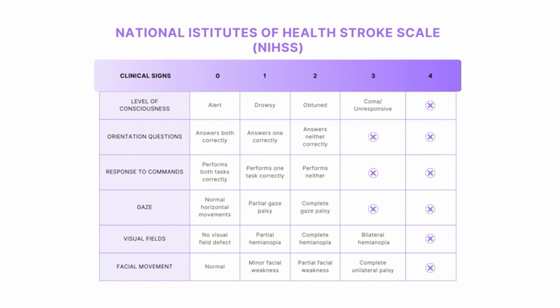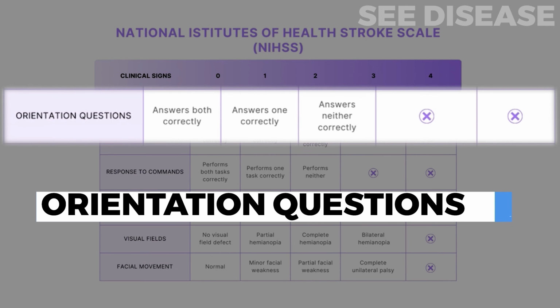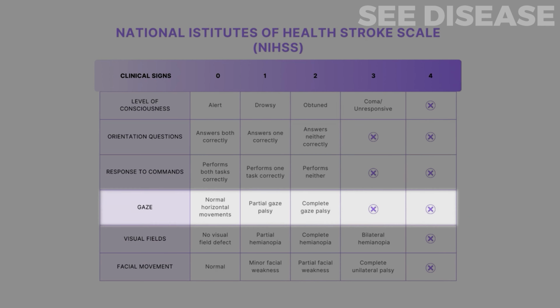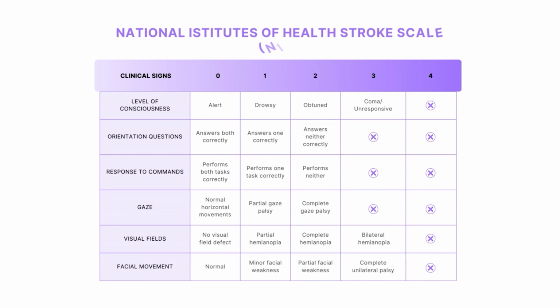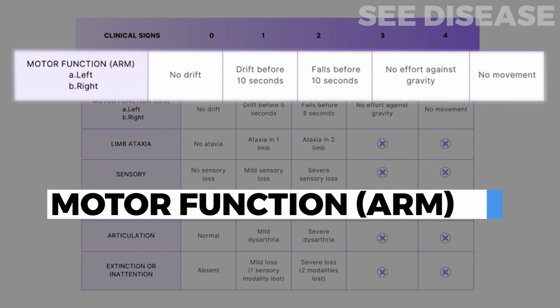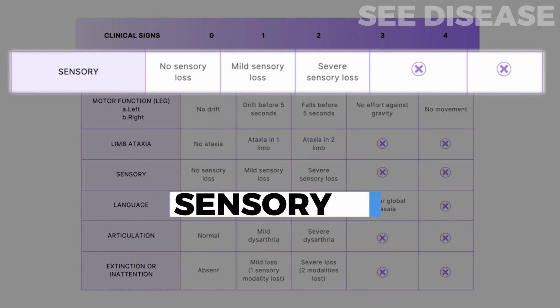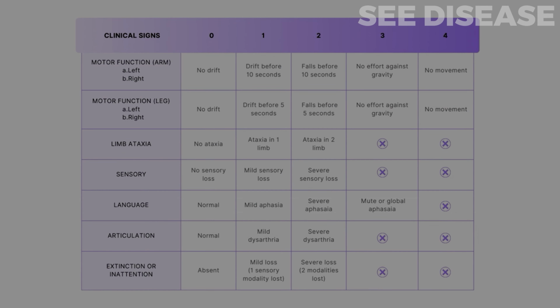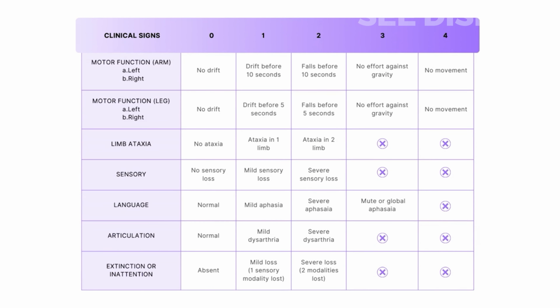And the neuro consultant or the attending physician of the stroke patient does the scoring using the National Institutes of Health Stroke Scale, NIHSS, involving consciousness, orientation, response to commands, gaze, any problem with the visual fields, any facial weakness, or if the patient has motor dysfunction of the arm, right or left, leg, right or left, or limb ataxia, sensory dysfunction, language dysfunction, dysarthria, or inattention or extinction. So with these you come out with a stroke score and categorize the stroke into mild, moderate, and severe.